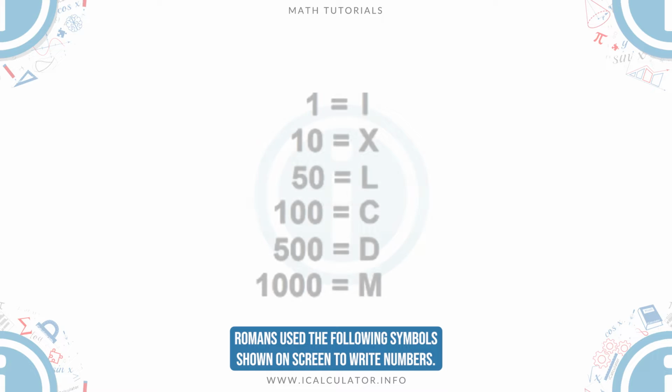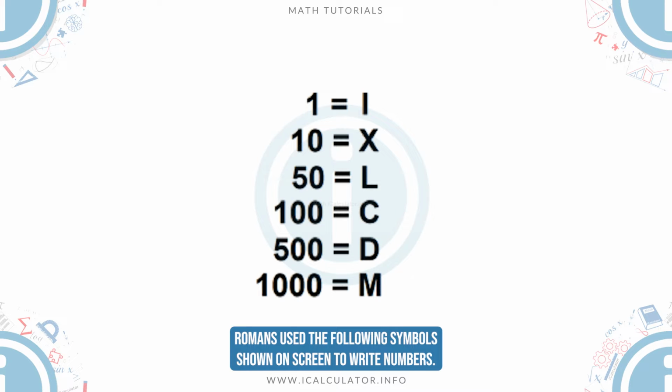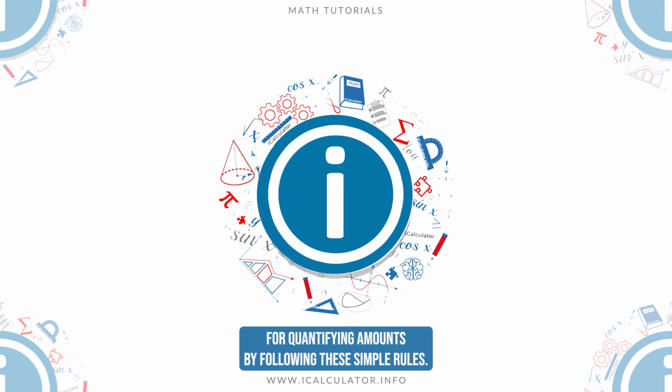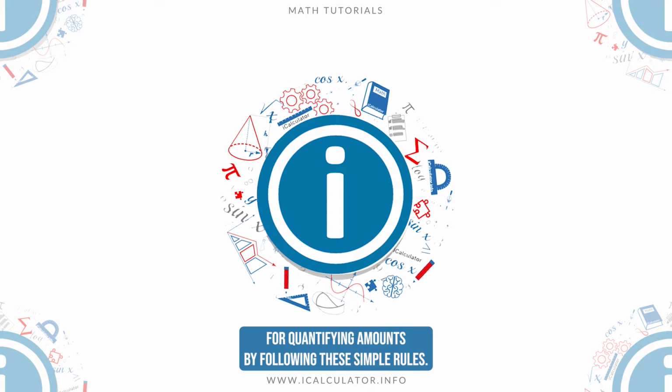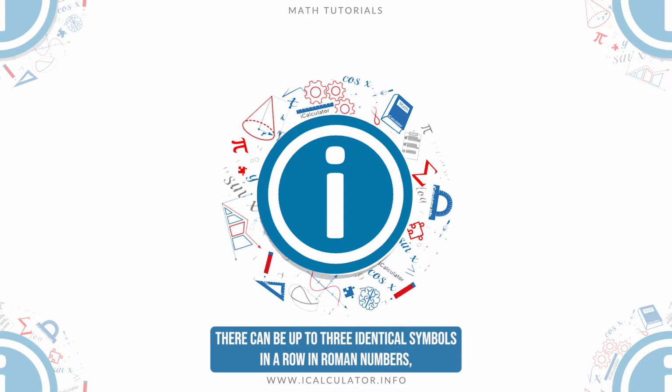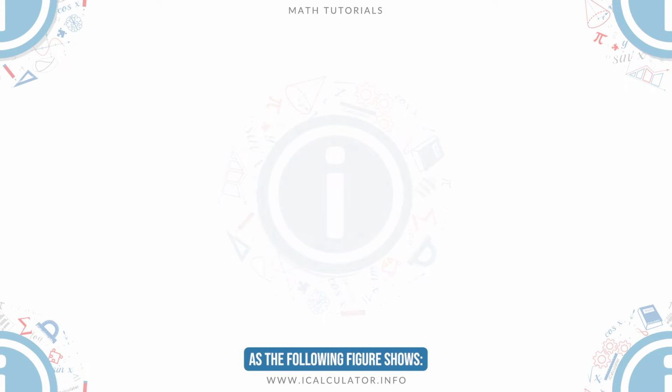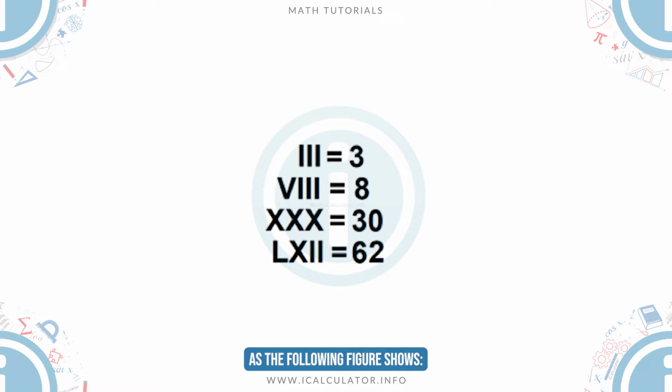Romans used the following symbols shown on screen to write numbers. Roman numerals are then used for quantifying amounts by following these simple rules. There can be up to 3 identical symbols in a row in Roman numbers, as the following figure shows.